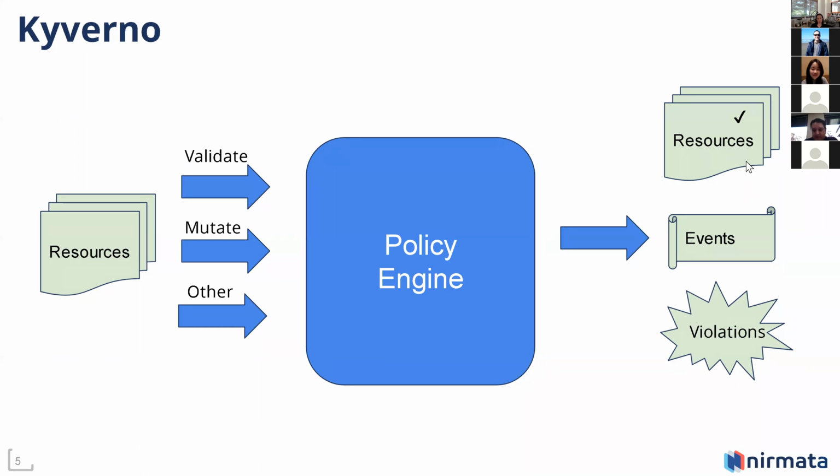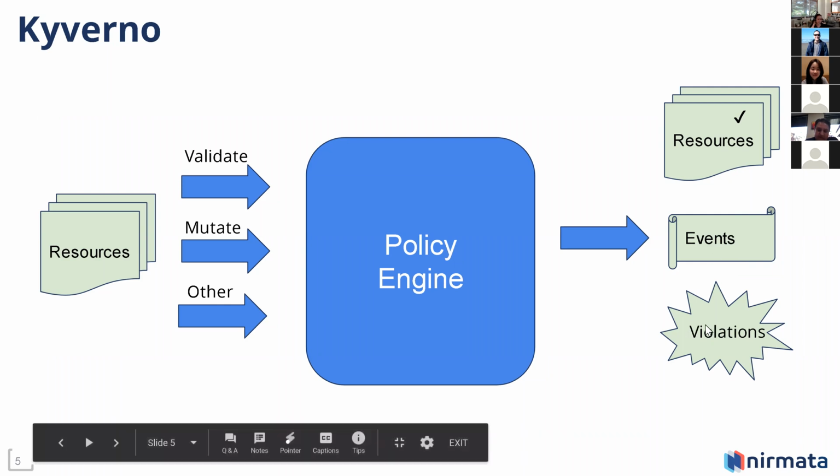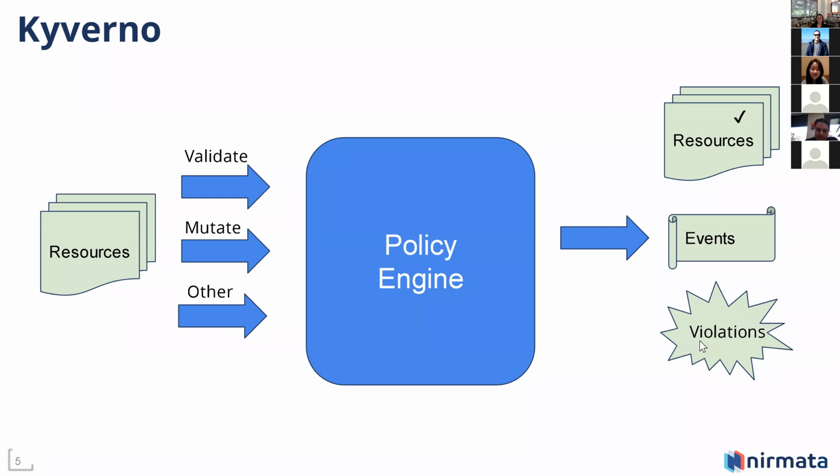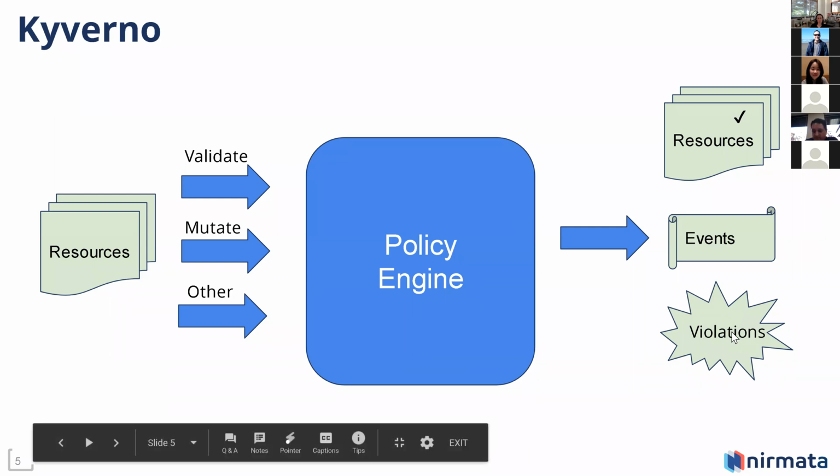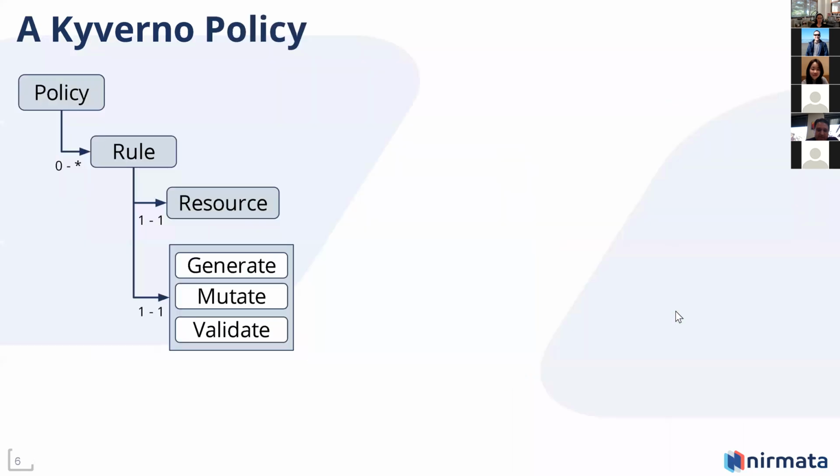And these would be annotated, saying that the policy has validated or mutated those resources. There would be events that would flow out of the policy engine. So these go into resources as well as the policy CRDs. And violations, which today are a sub-resource of the policy CRD, but could be a full-fledged resource. That's something we're trying to get feedback on and decide on. So really, at a high level, this is how the policy engine works.